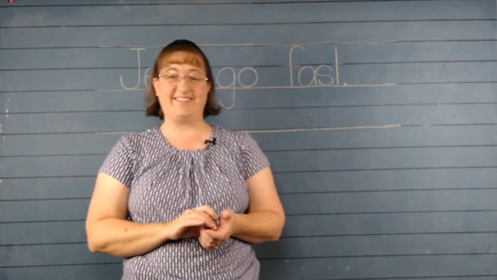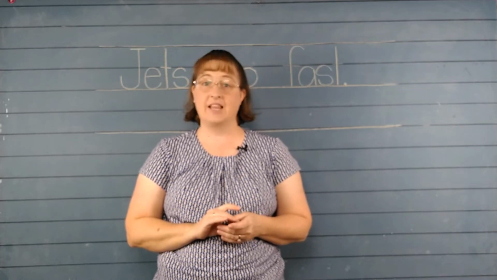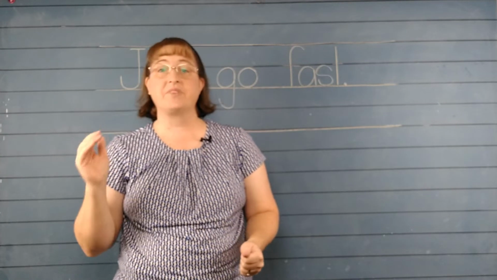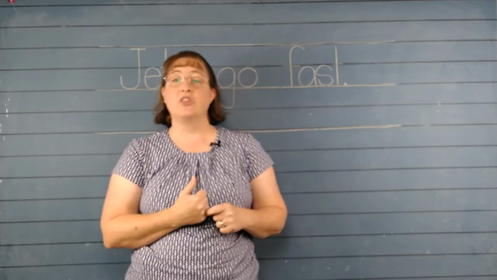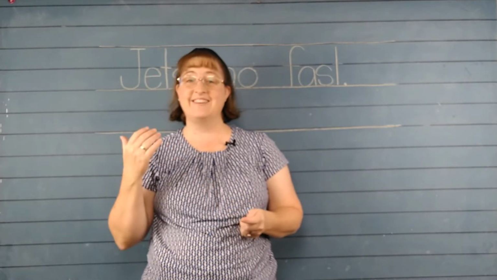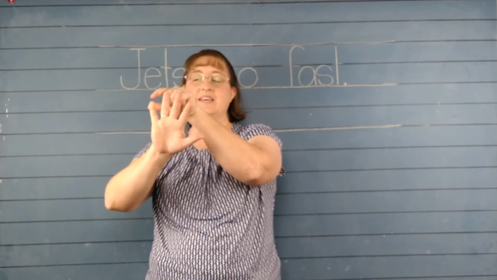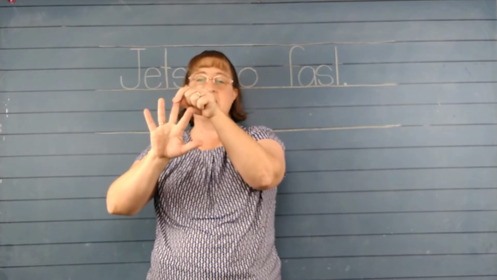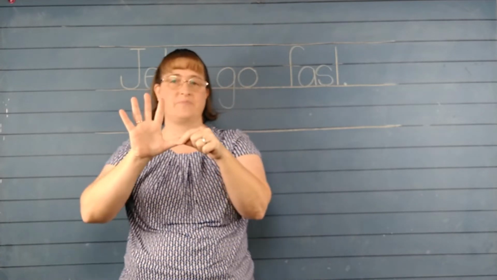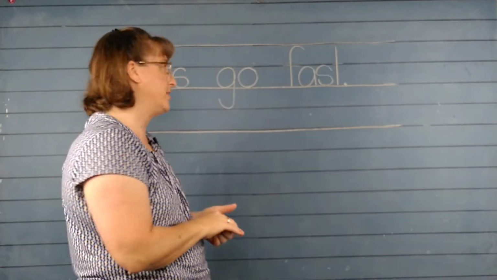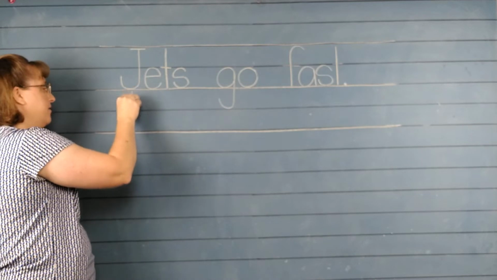Our next sentence is kites can fly. Say that with me. Kites can fly. The first word is kites. Sound it out with me. K, i, t, e, s. Okay, what do we put at the beginning of a sentence? A capital letter. You're right.